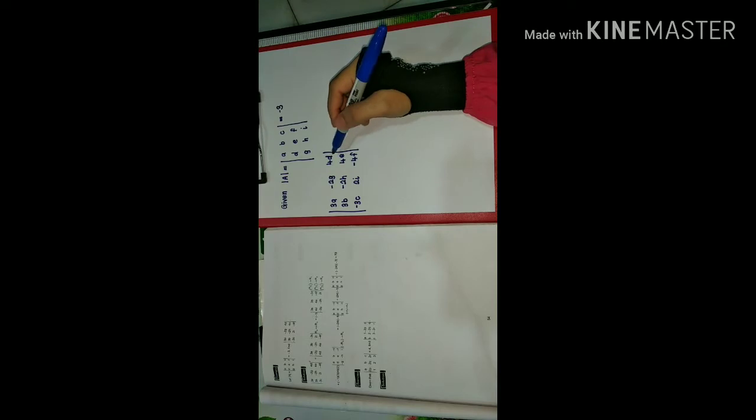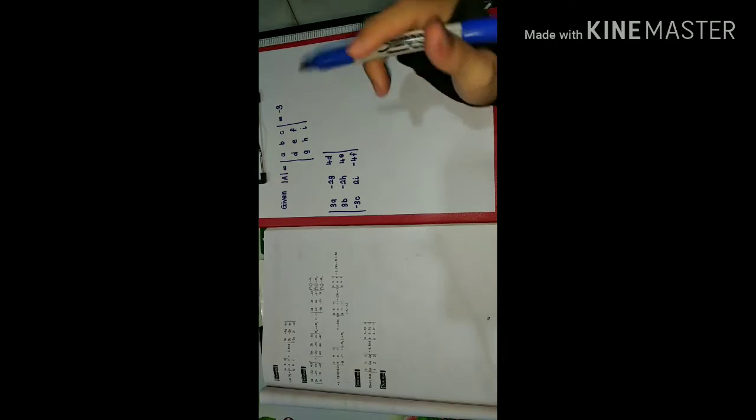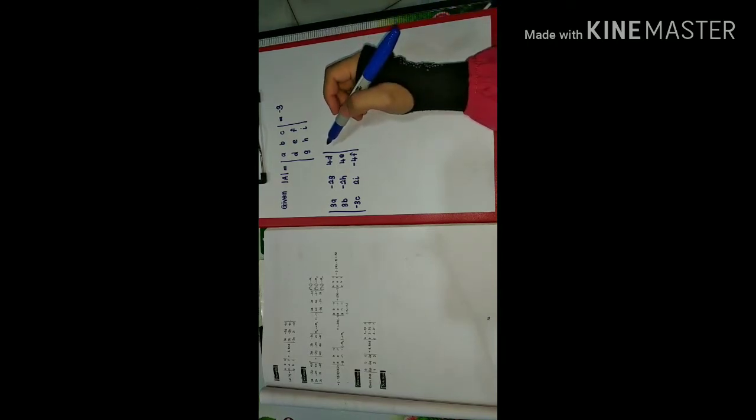You are given determinant of A is negative 3. And then the question asks you to find the determinant for this matrix. So the idea is same as the previous example. You reduce this matrix to this matrix, matrix A here. Alright, so let me show it to you how to solve for this one.